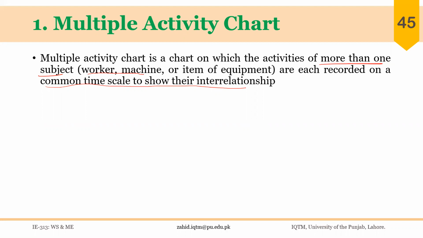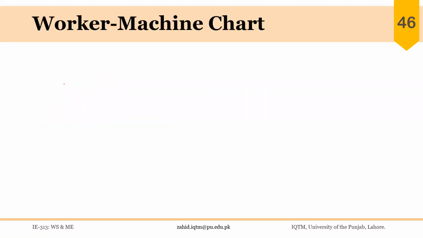Or it could be, for example, two workers who are working on the same machine. One is loading and unloading the job, and other is, for example, performing the operation. Or it could be one operator operating two machines simultaneously. Of course, if they are semi-automatic machines. So there are two types of multiple activity chart. One is what we call worker machine chart and the other is gang chart. So first we will have a look at worker machine chart.